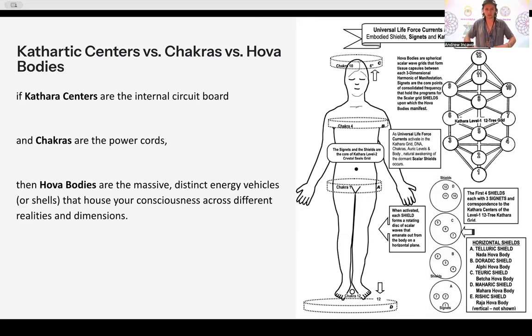On the chart, it's A, which is around your hips area, B, which is near chakra 4, C, which is above your head and is near your 10th chakra, and then labeled D on this chart, your other hova body, which is going to be near chakra 12. The names of these, I called them A, B, C, D just now, but technically A is your Telluric shield and your Nada hova body, and then B is your Doratic shield, which is your Alphi hova body, and then C is your Telluric shield, which is your Becha hova body. Yeah, Becha. And then D is your Maharic shield, right?